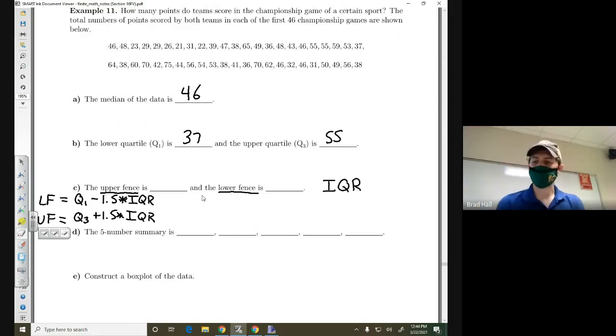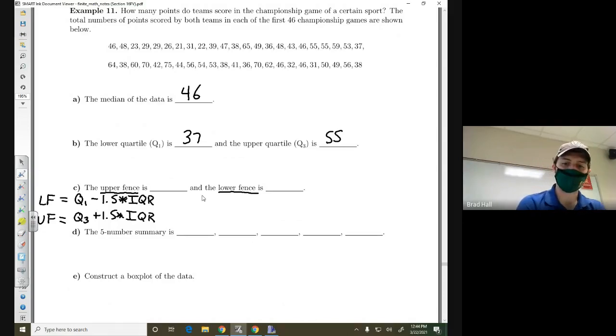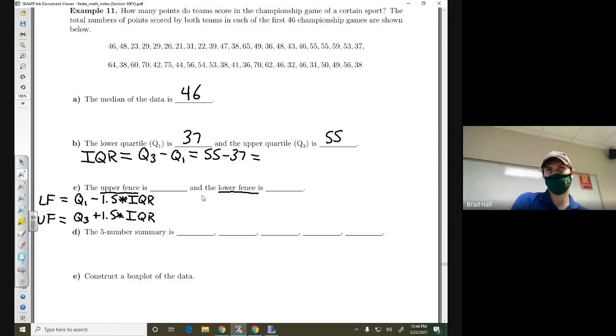In fact, I'll just put that perfect amount of space for it right up here in part B. The interquartile range, well, inter means between, quartile, the quartiles, range, difference of. It's the difference of the quartiles. Q3 minus Q1. 55 minus 37, what's that about? 18. Okay, so far so good.